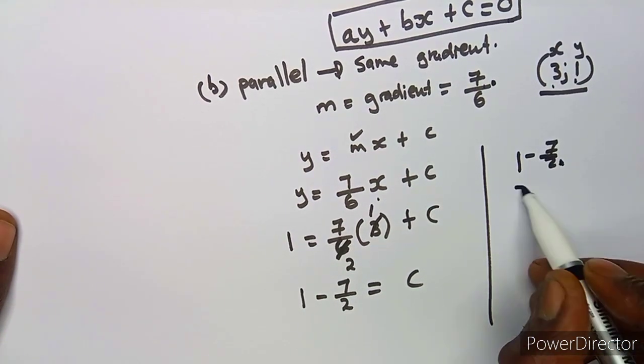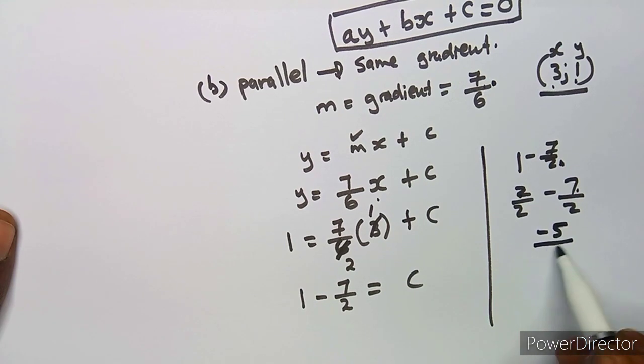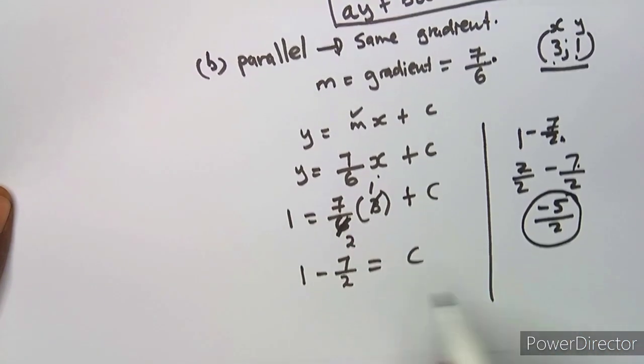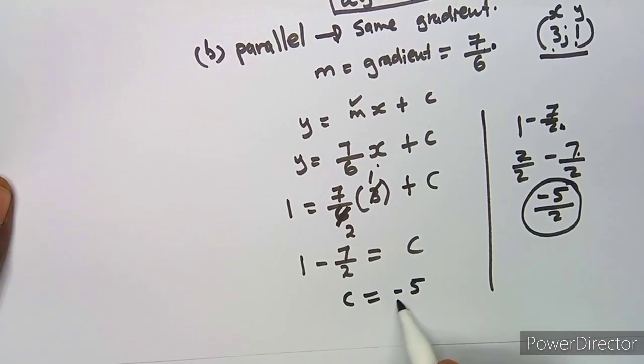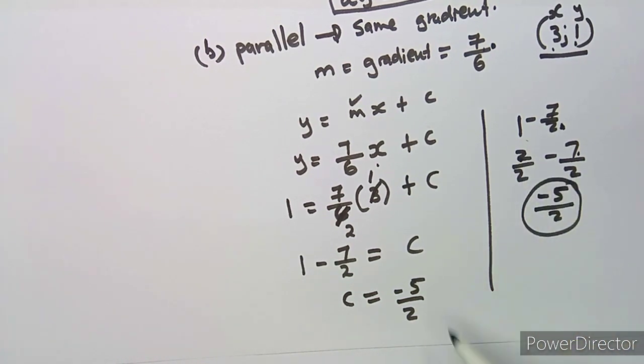So which means this 1 is the same as 2 over 2 minus 7 over 2. So you can simply subtract 2 minus 7, which is minus 5 over 2. So this C is going to give us minus 5 over 2. Yes, you can do whatever you want: 1 over 1, then you find the LCM and so forth. Yes, you can do that, but you can just make this the same, then you can subtract directly.